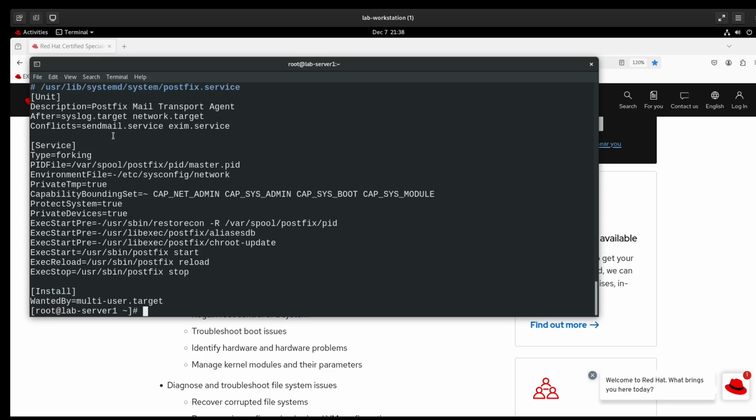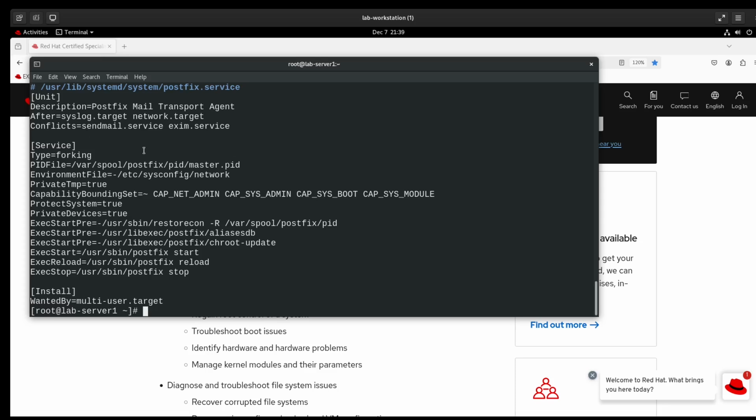For example, if there is a dependency on this syslog and network target, then postfix should not start until those targets are already done. And then Before would be this thing needs to start before these other targets or other services or whatever the dependency is.